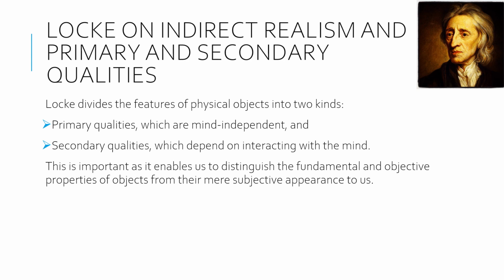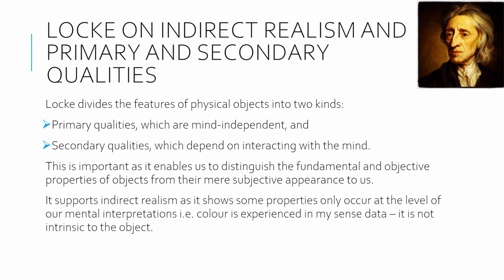This is important because it enables us, according to Locke, to distinguish the fundamental and objective properties of objects from their mere subjective appearance to us. So this would support indirect realism because it shows that some properties only occur at the level of our mental interpretations, i.e. color is experienced, as it were, in my sense data. It's not intrinsic to or fundamental to the object. The color occurs in our minds. It's not a product purely of the world or the object outside of the mind.